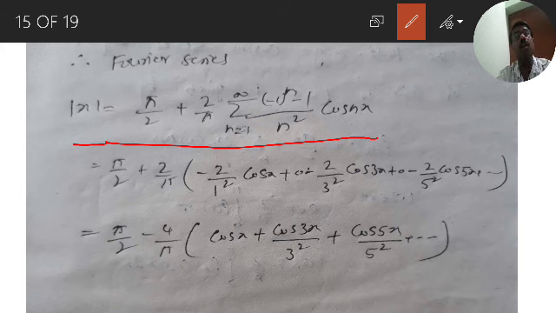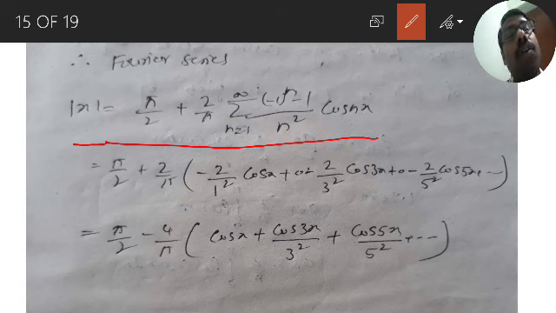Now substitute n is equal to 1 to infinity. For n is equal to 1, you got minus 2 by 1 square into cos x. And for n is equal to 2, it is 0. For n is equal to 3, minus 2 by 3 square into cos 3x. For n is equal to 4, it is 0. And n is equal to 5, minus 2 by 5 square into cos 5x.